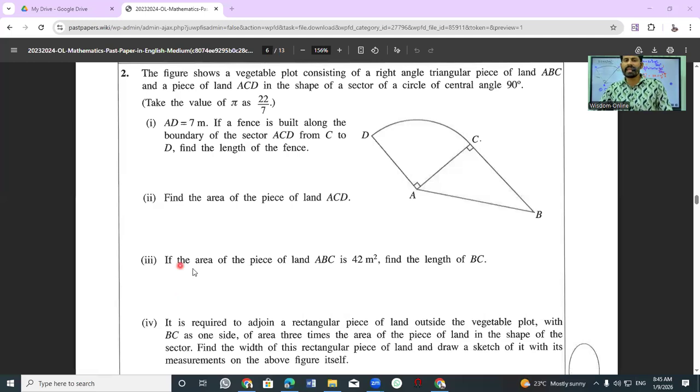Okay, the next one. If the area of the piece of land ABC is 42, find the length of BC. If the area of the land is 42, that means the area of this triangle equals 42.